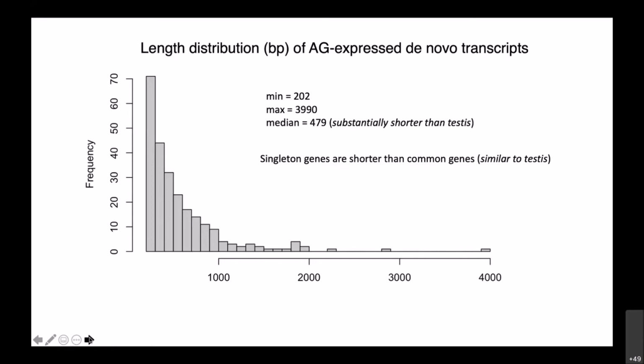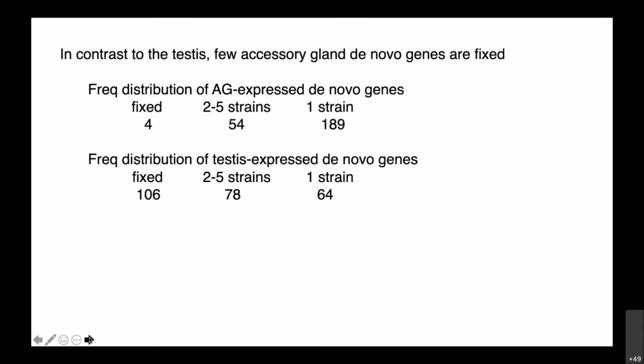But what I want to show you next is what I think is the most obvious and biggest difference between these two tissues in terms of the attributes of these de novo genes, and that's the frequency distribution. If you look at the frequency distribution, and I'm not using that in the population genetic sense, I'm using it as a description of the number of inbred lines that express these novel genes. There are many of these de novo genes expressed in only one strain in the accessory gland, and very few, only 4 out of 247, were expressed in all 6 melanogaster strains.